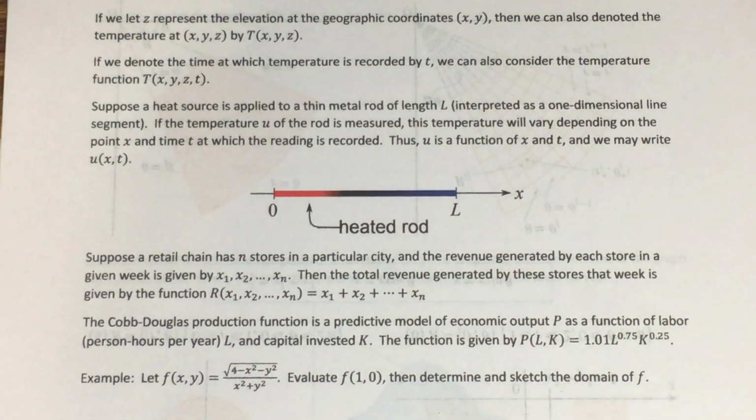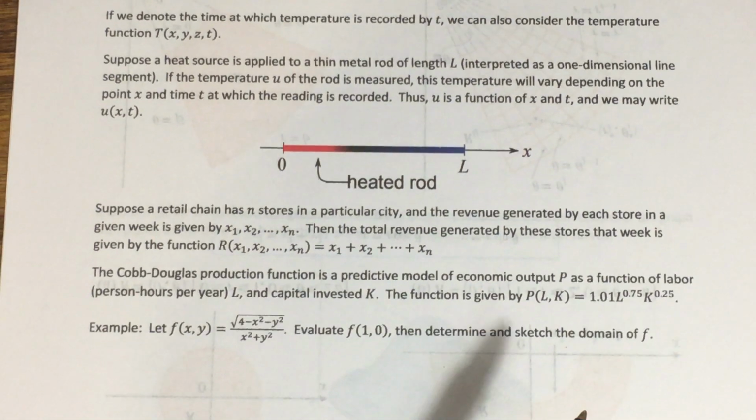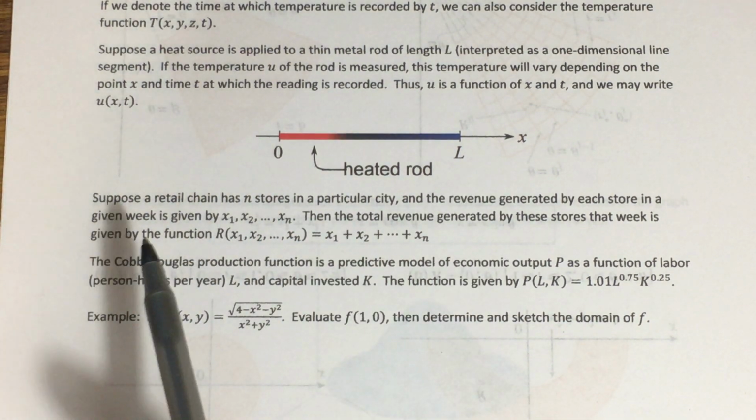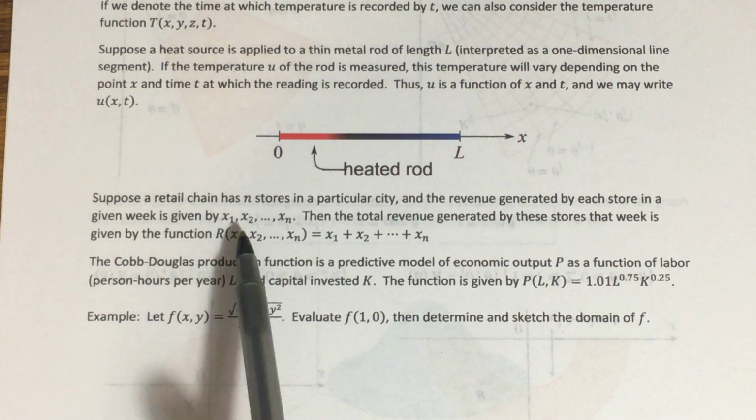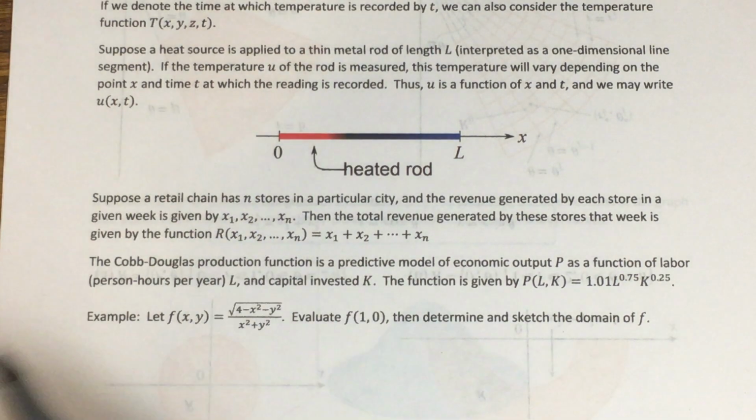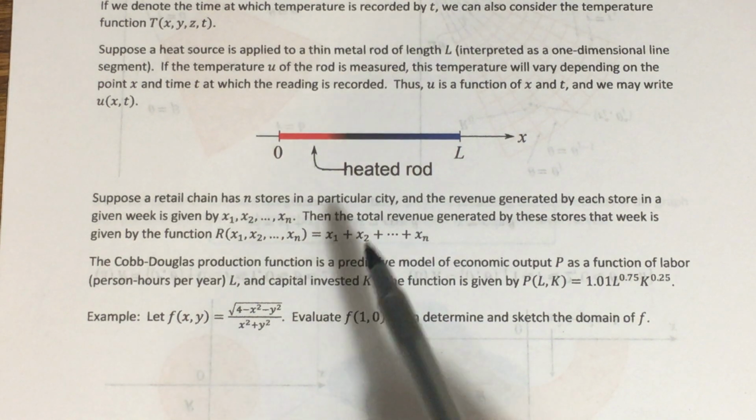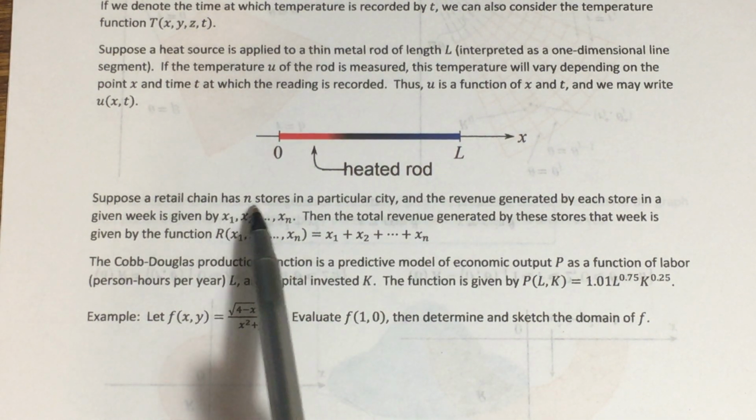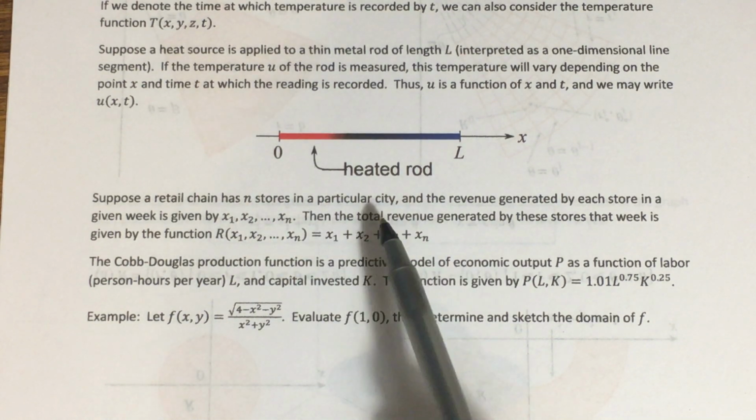Here's kind of a more general one with n variables instead of 2, 3, or 4 specifically. Suppose you have a retail chain with n stores in a particular city. Could be Starbucks or something like that. It's more of a food service type of thing, but it's just some big franchise with n stores in a particular city.